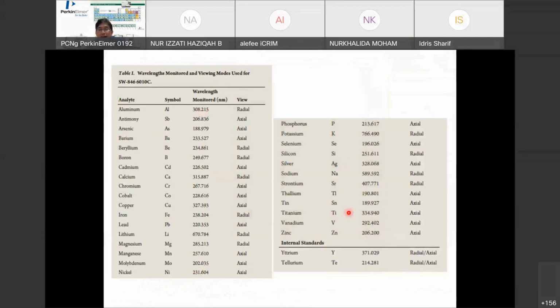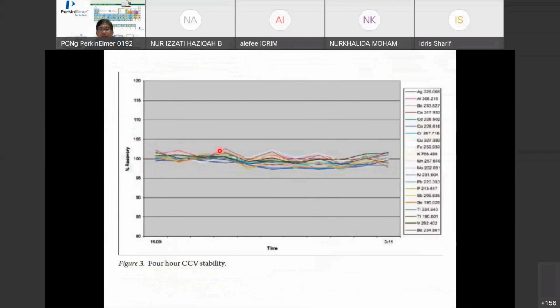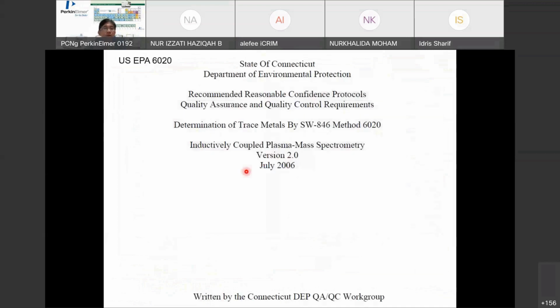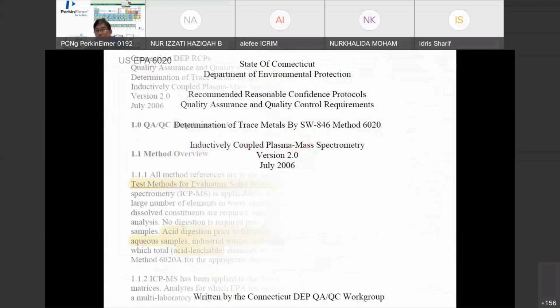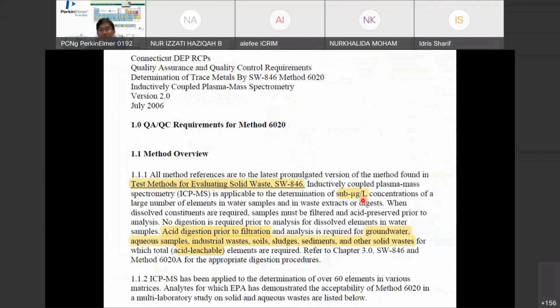We are also running these elements with internal standard. We are running about a 4-hour run within plus or minus 5% for the recovery, okay? So 6020 is ICP-MS, mass spec. You can go down to low level, sub-ppb level, it's ppt level, applied to groundwater and aqueous samples.